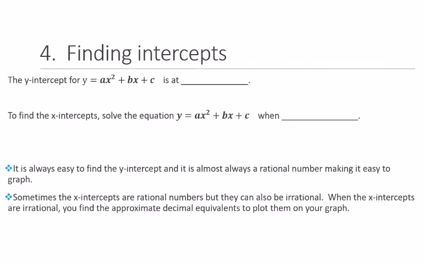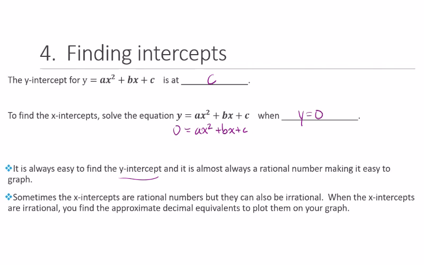So we know the y-intercept is at c, which we just talked about. For the x-intercepts, we solve the equation when y, or f of x, equals 0. So we plug in 0 for y, and we solve for x. It's always easy to find the y-intercept, and it's usually going to be pretty easy to graph.